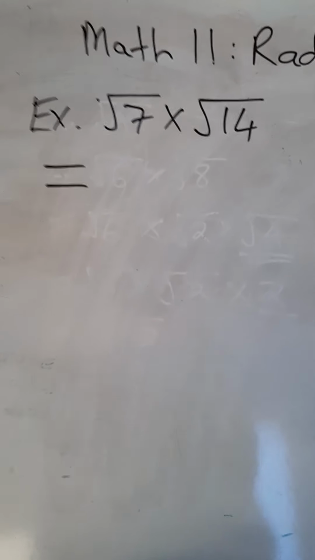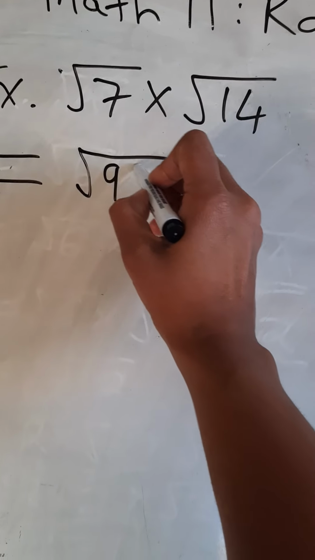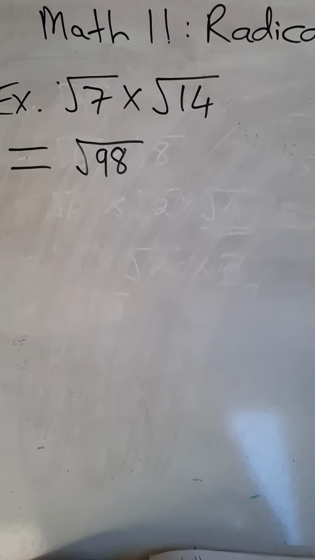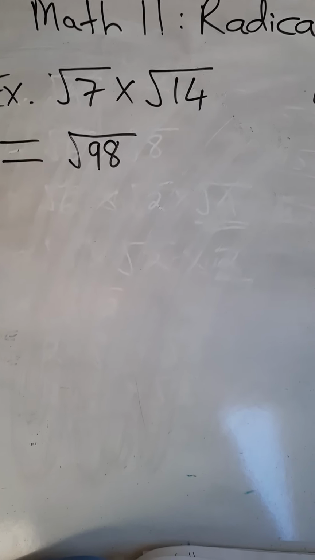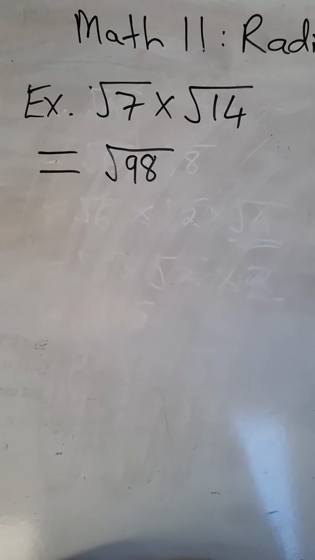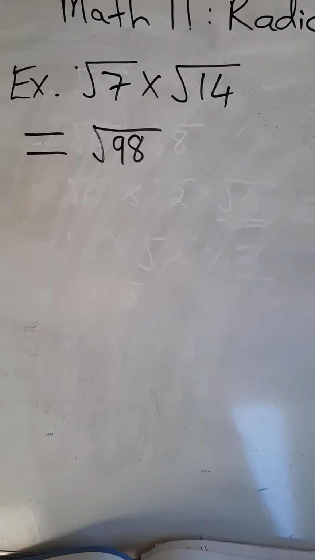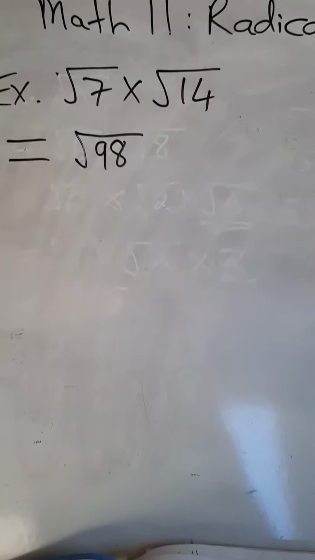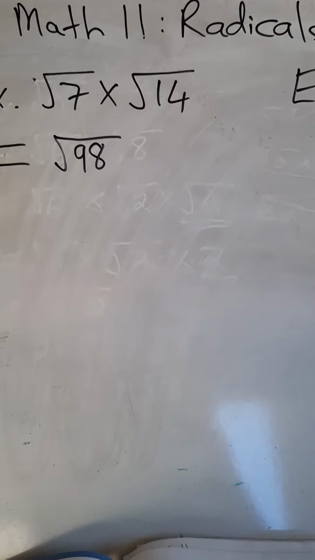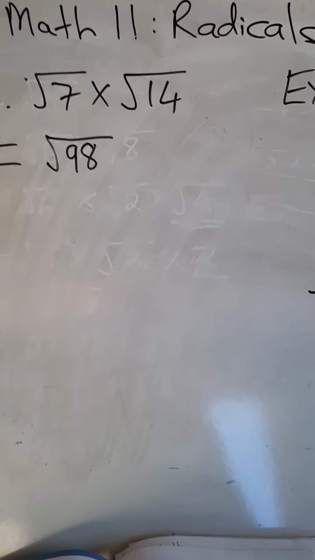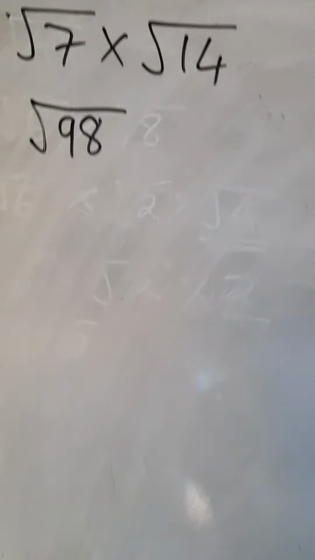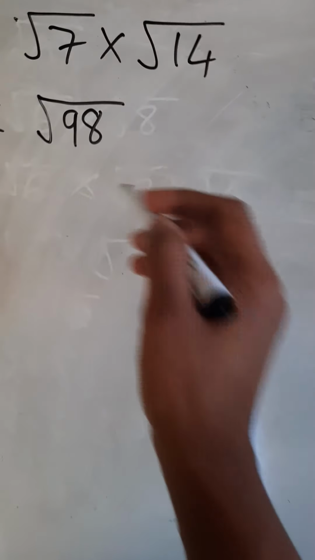I'm going to do 7 times 14, so what I have now is the square root of 98. What I want to do is try to divide it by a whole number, and the kind of whole number I want is a complete square. Try dividing it by 4, 9, 25, or 16. Sometimes it's hard to come up with the factor.